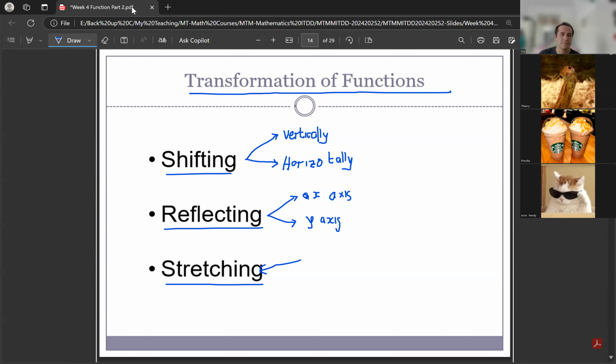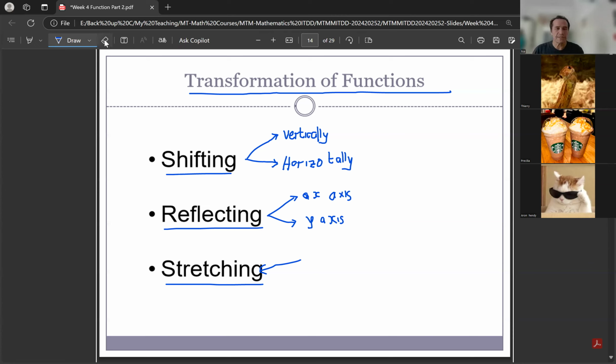I have difficulties to move the mouse. Okay, we can reflect the curve of the graph to the x-axis and y-axis.